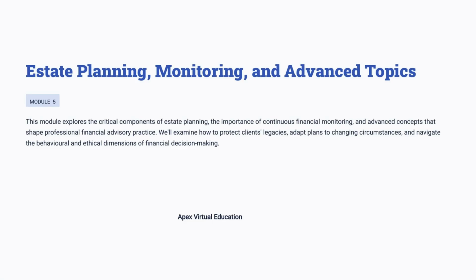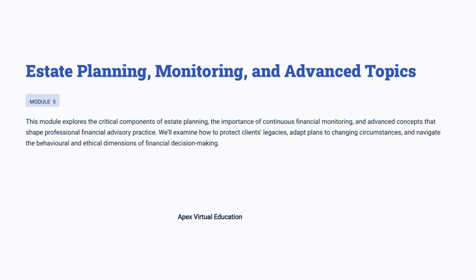Estate planning is crucial for safeguarding legacies. Key documents include wills, trusts, and powers of attorney. Tax considerations and wealth transfer strategies are essential for minimizing liabilities. Business succession ensures continuity for entrepreneurs. Regular monitoring adapts plans to life changes and market shifts.